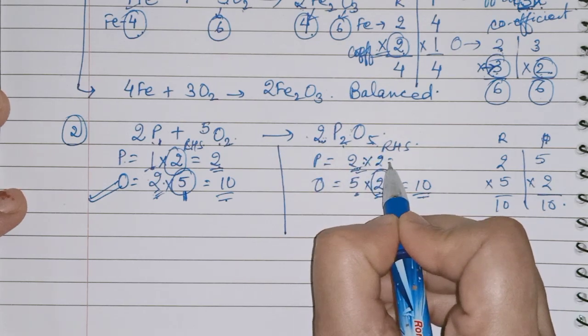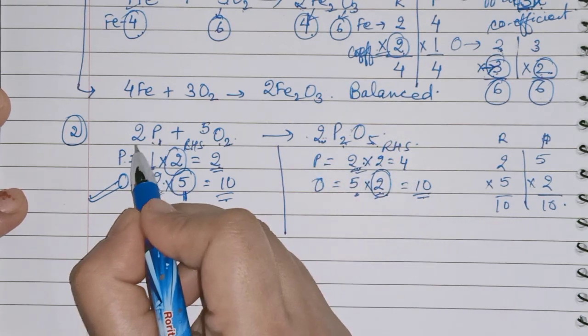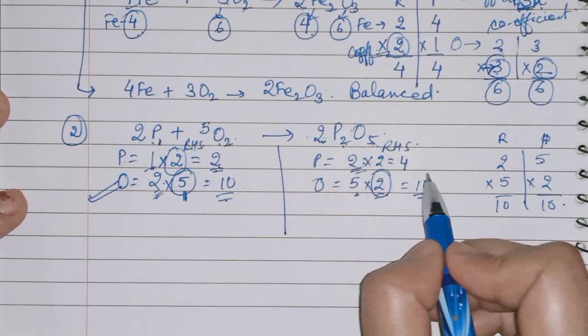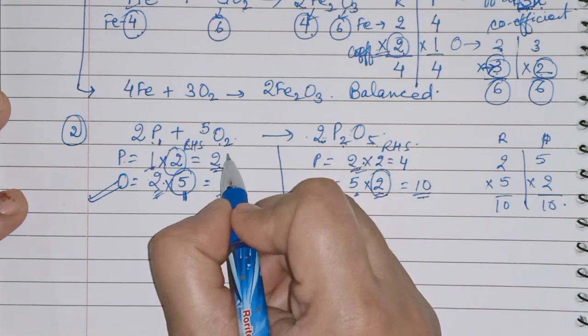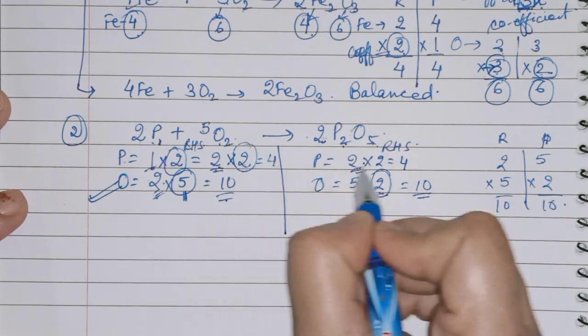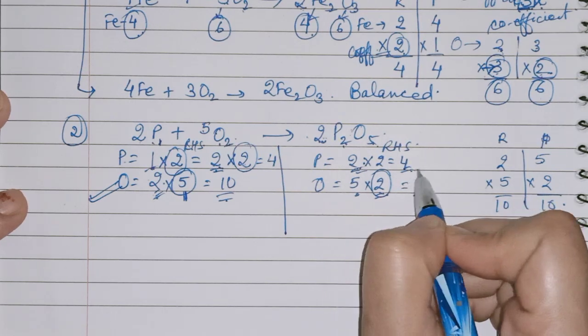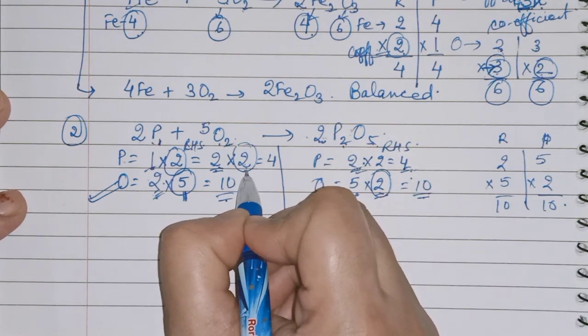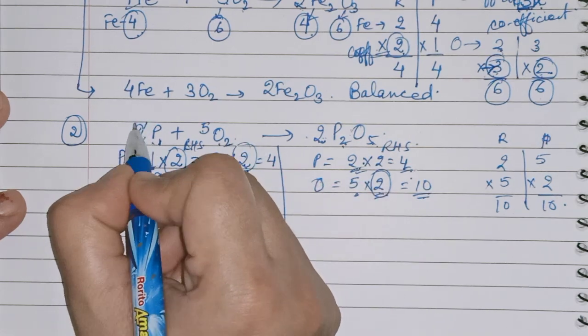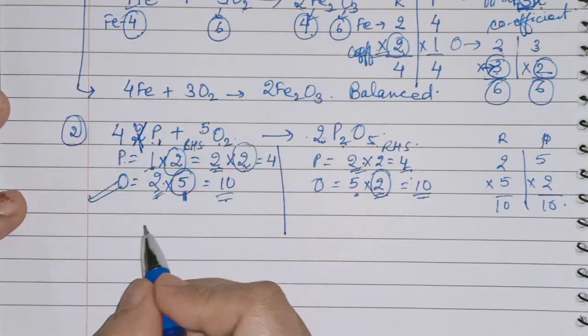Now for phosphorus, see here 2 into 2. That means it is 4 now. But on this side it is only 2. What do you have to do? You have to make it equal to the right hand side. So again you multiply it by 2. So 2 into 2 is 4. And on this side it is already 4. So what coefficient are you multiplying this time? Again 2. So this 2 will be 4.